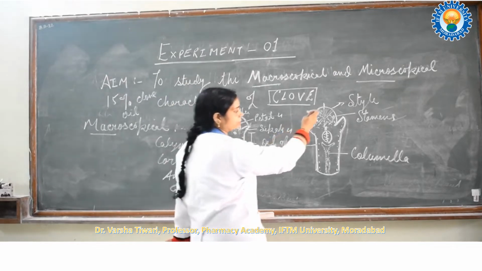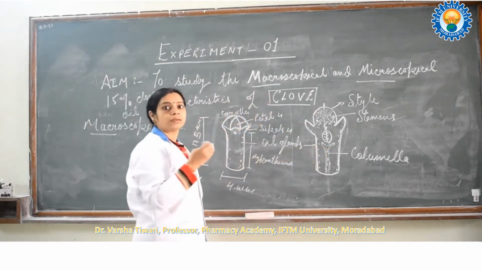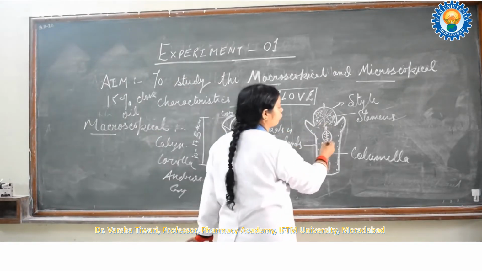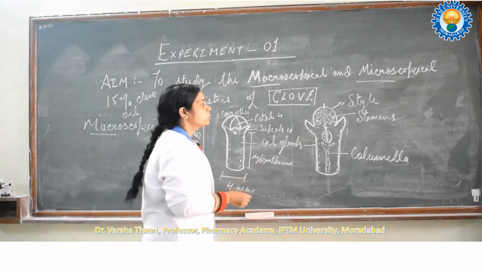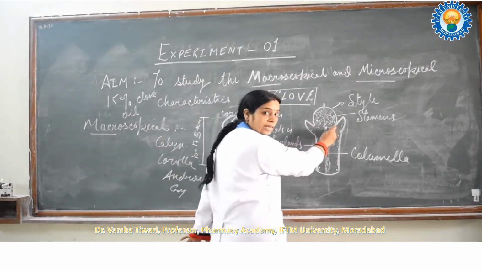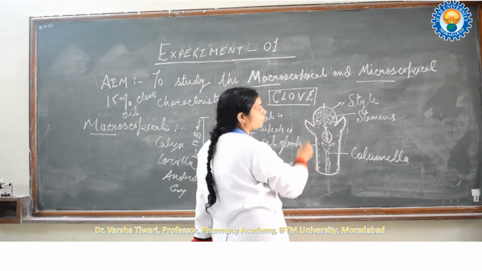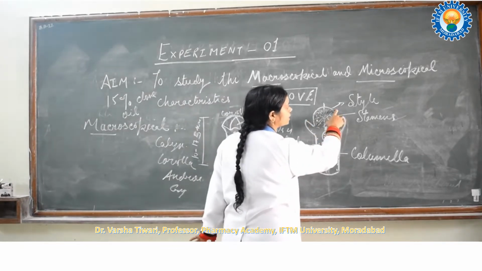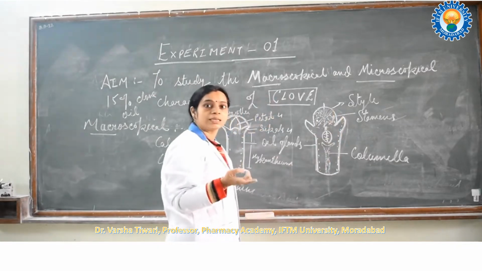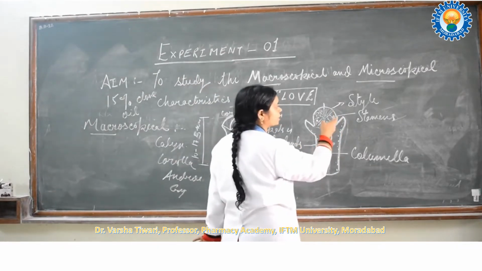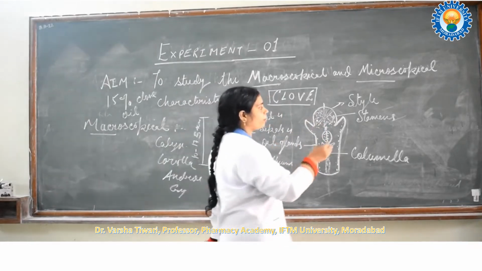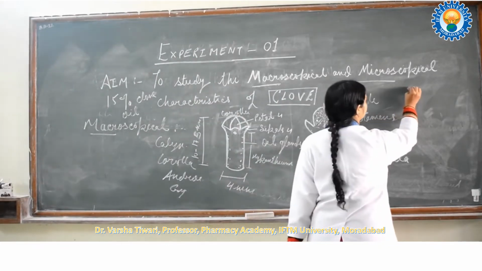Whereas this is the LS, the longitudinal section of the clove. So the ovary is present here, and in the ovary, ovules are present. So when we observe the LS of the clove, what will we see? We will observe the style. What is the style? The style is a portion of the gynoecium. So gynoecium contains ovary, style, and stigma. If you are remembering, it is like this.